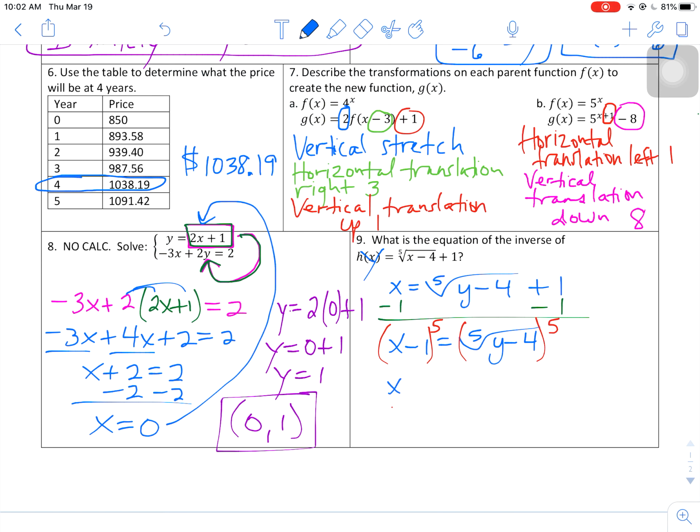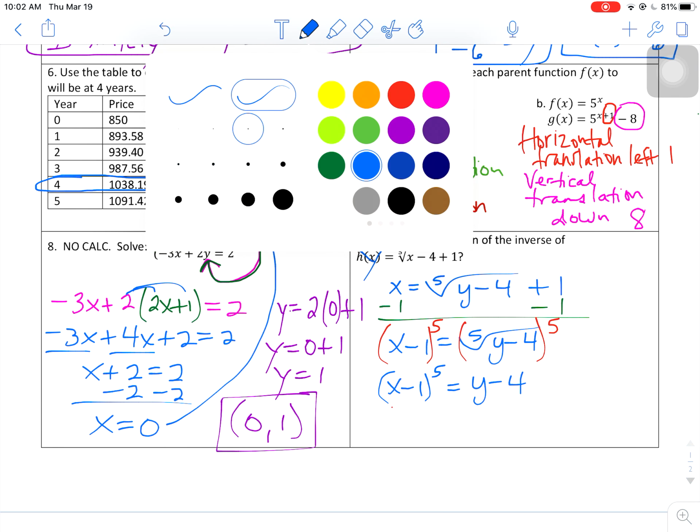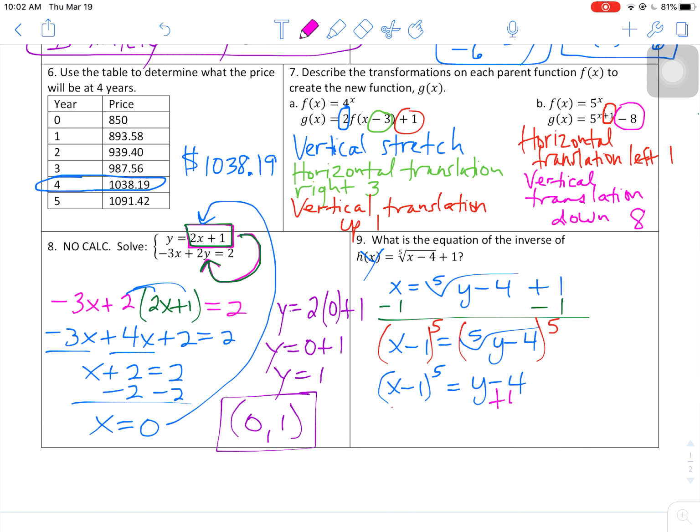I do not want you to multiply out x minus 1 to the fifth. I don't want you to multiply that out. So you could just leave it like I have it. And then raising a fifth root up to the fifth cancels out, and you're just left with what was underneath the radical, so y minus 4. And then we just keep solving like normal. So plus 4, plus 4. So then we get x minus 1 raised to the fifth plus 4 equals y. And that's it.